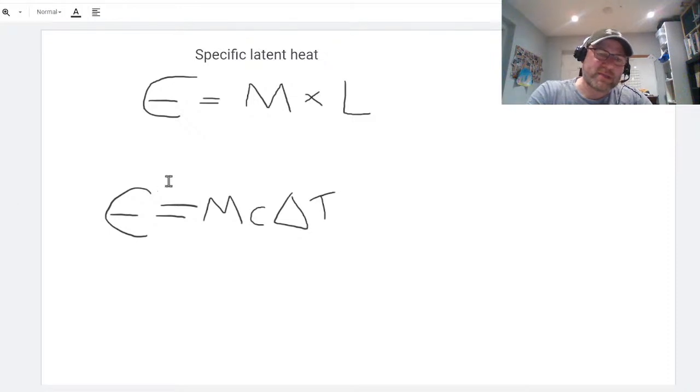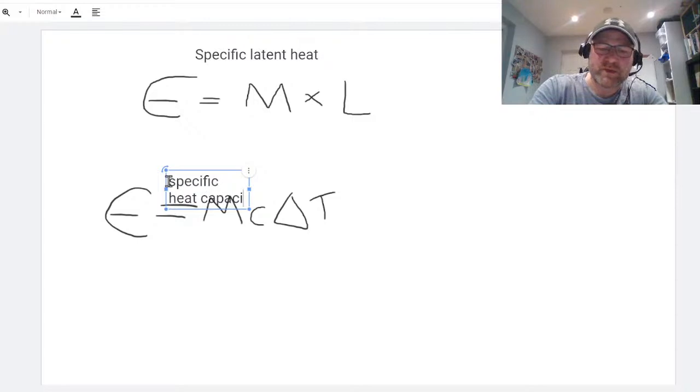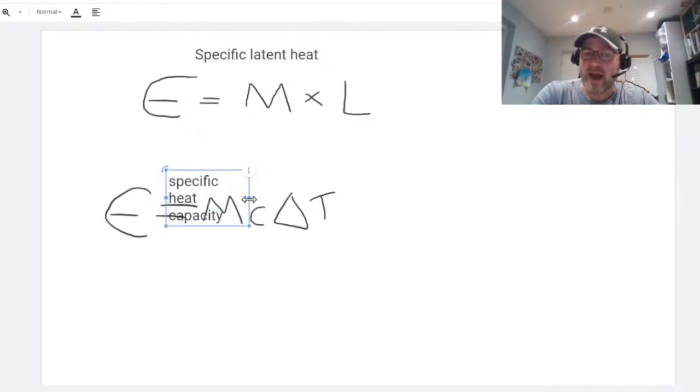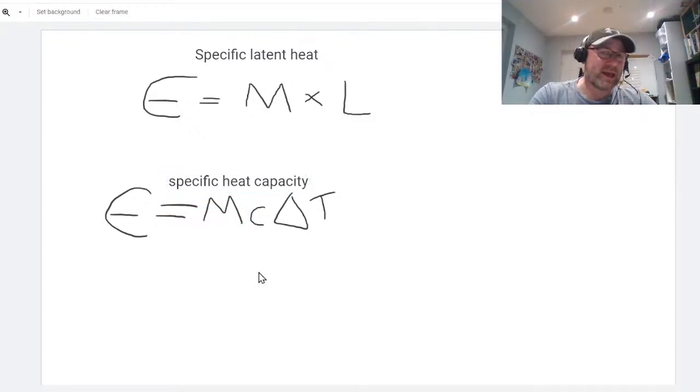This is the specific heat capacity, the amount of energy required to raise 1 kilogram by 1 degree. Specific latent heat is different. That's the amount of energy to change state from solid to liquid or from liquid to gas. Now they could combine these 2 equations. So what would happen if they combine them? They might say something like this.